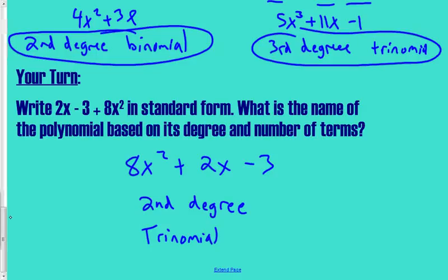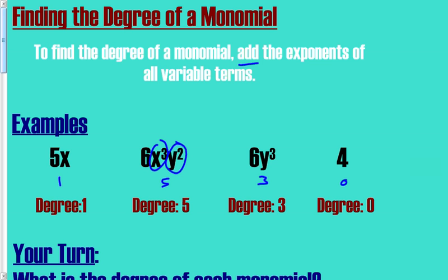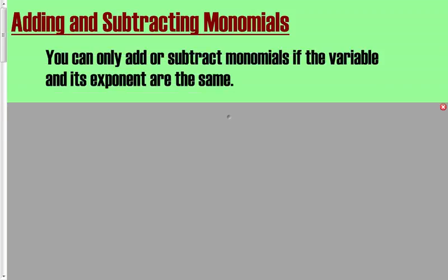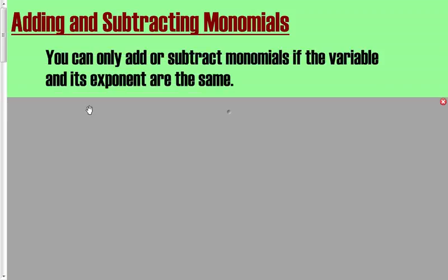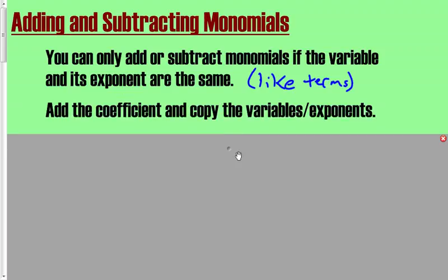Alright, so that is the one part of our learning target, which was to classify polynomials, and that's how you do it, by its degree and by its number of terms. Now, the next part has to do with adding and subtracting polynomials and monomials. So you can only add or subtract monomials if the variable and its exponent are the same. In other words, these are like terms. So what we're going to really be doing here is adding or subtracting like terms. But for it to be a like term, the exponent has to be the same too. So add the coefficient and copy the variable and exponents.